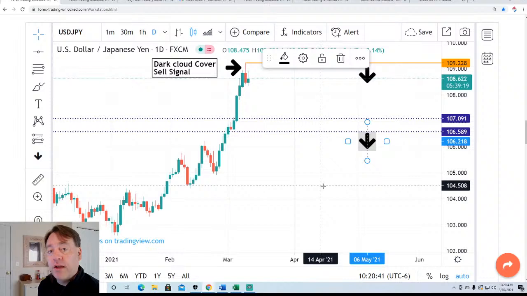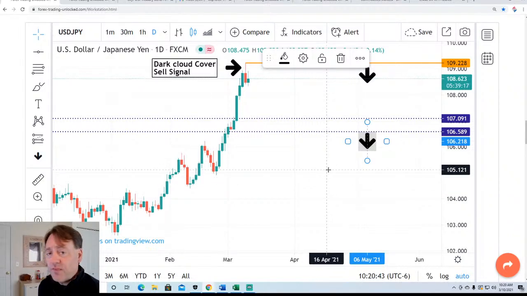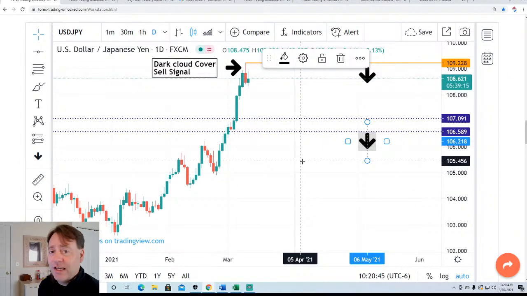Should oil start to collapse and head towards, say, below 60 down to $55 a barrel, then you might see an extended correction in the US dollar yen. However, that is not the case right now. It is just not the case.